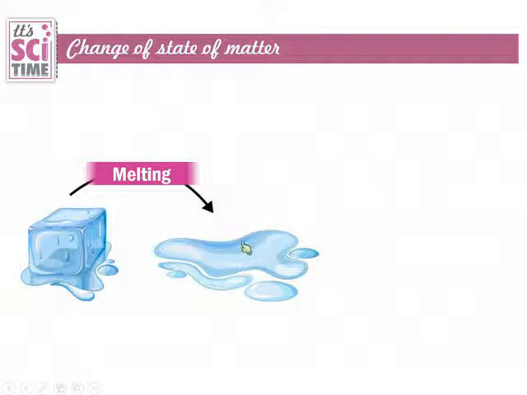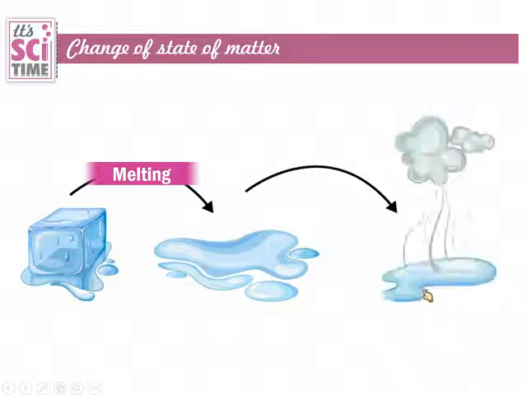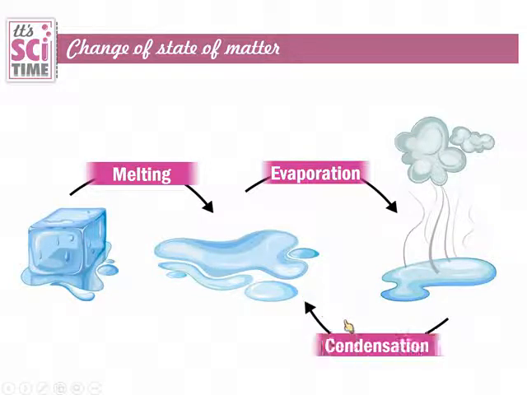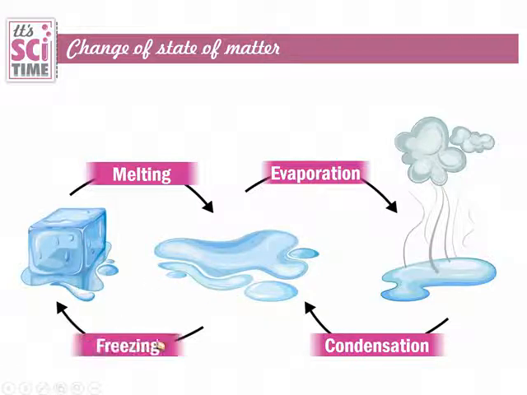And then liquid becomes a gas. When a liquid becomes a gas, that is called evaporation. Again, if a gas becomes a liquid, that is condensation. Recall also that a liquid turning to a solid is freezing.